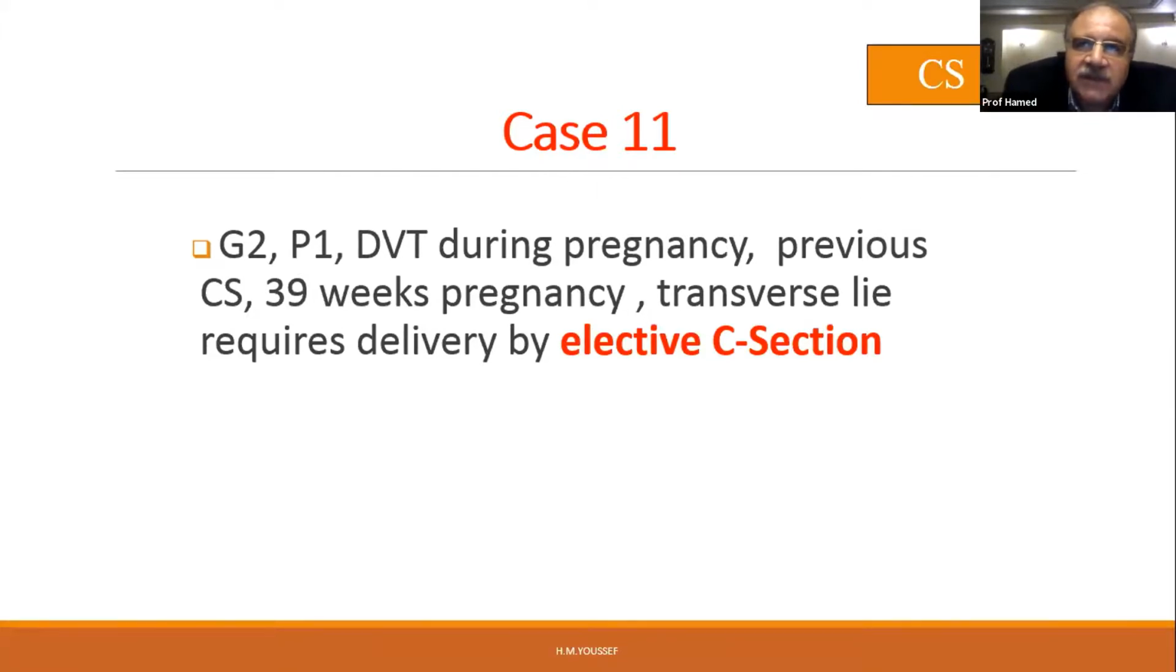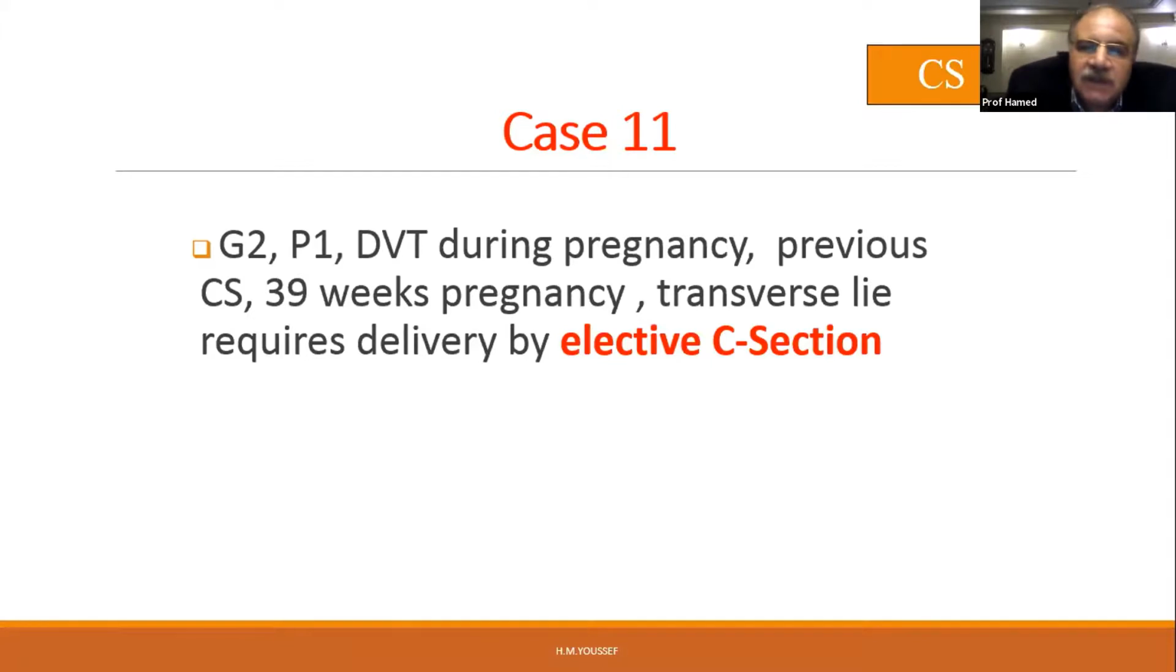If the patient delivers vaginally, she is more liable to develop VTE. But if she is delivered by elective cesarean, this doubles the risk of vaginal delivery. And if the patient is delivered by emergency cesarean, it doubles the risk of elective.